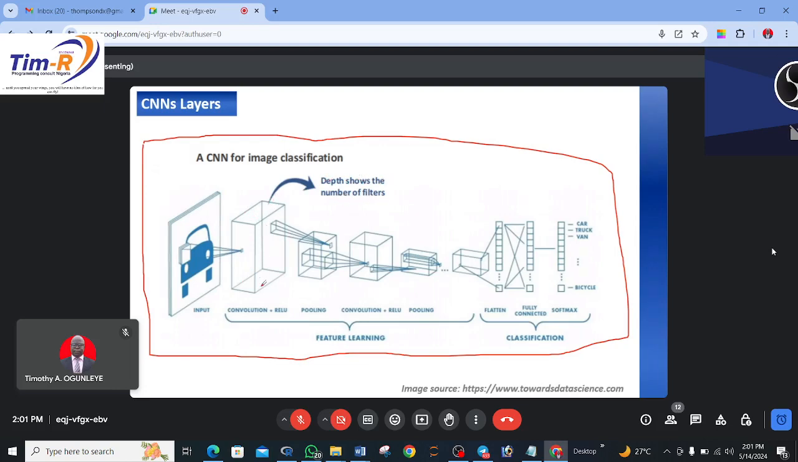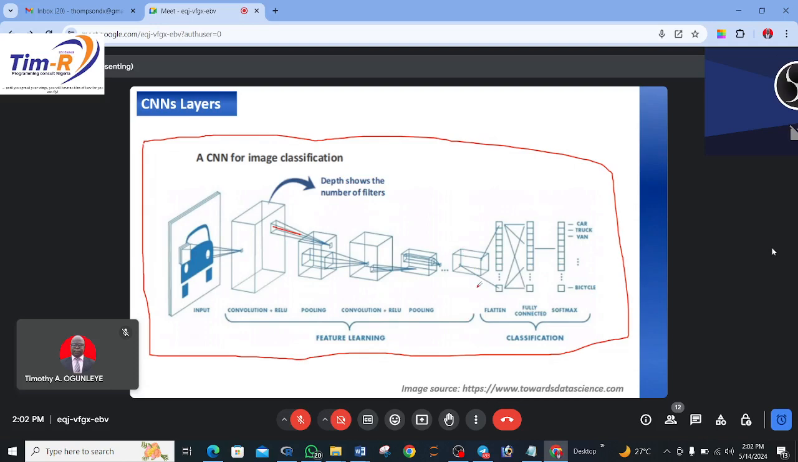The depth shows the number of filters that we are trying to use here in this convolution and ReLU. And we have the pooling as well. The features here are moved into the pooling also. And from there, we have another layer, which is convolution and ReLU together, and we also have another pooling. So it can keep going and going like that till it gets to the output.